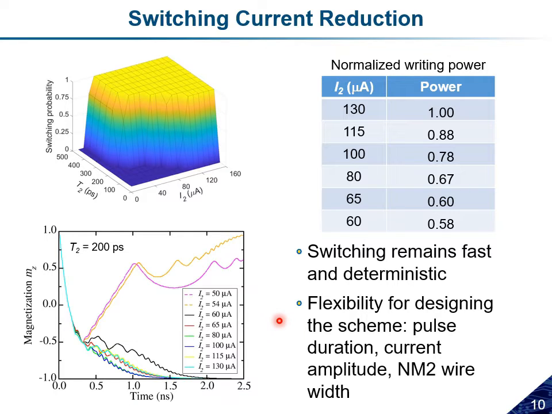An important consequence of this current reduction is that we could observe a significant reduction in the writing power, in our case of about 40%, as shown in this table.